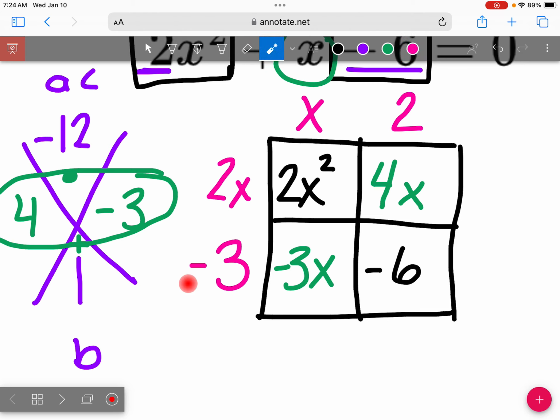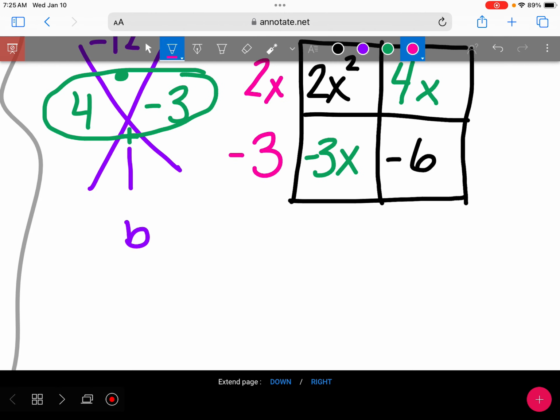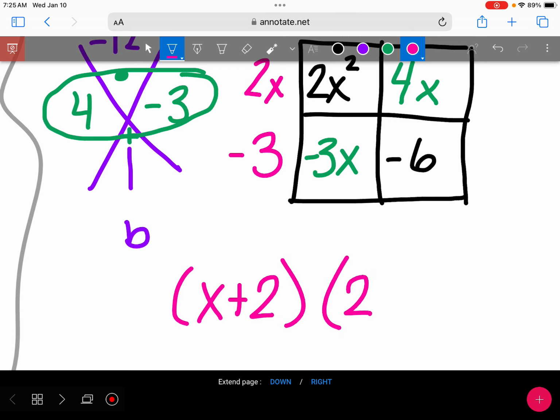This spot outside will always match the sign of this box here. Same thing here. This spot will always have the same sign. So this is a positive 4, this is a positive 2. This is a negative 3, this is a negative 3. They're always going to match. So our factored form, bless you, is x plus 2 and 2x minus 3.